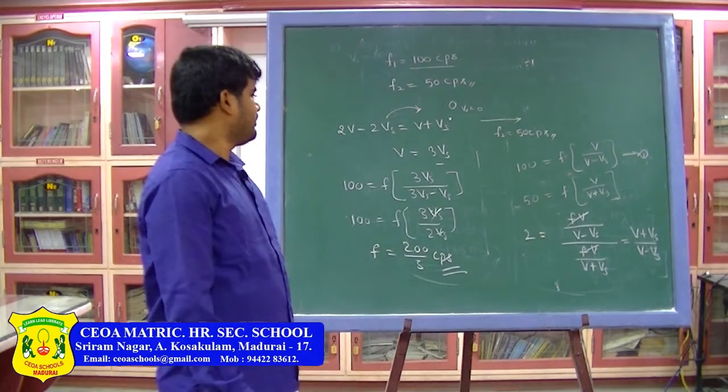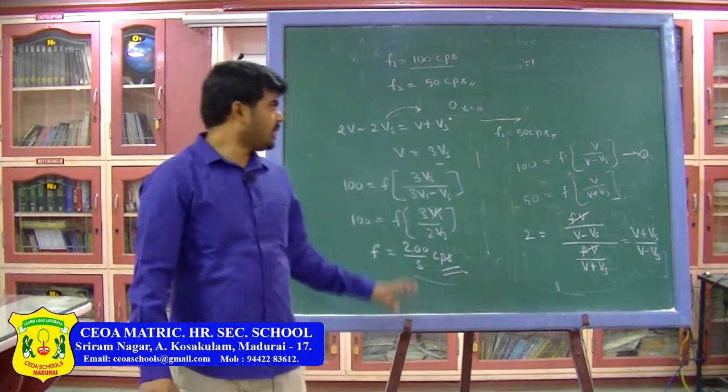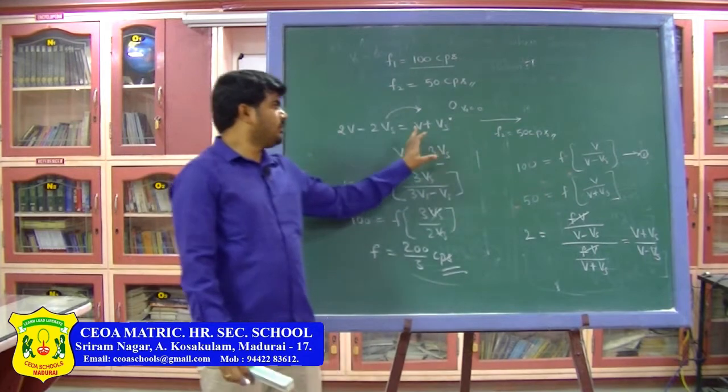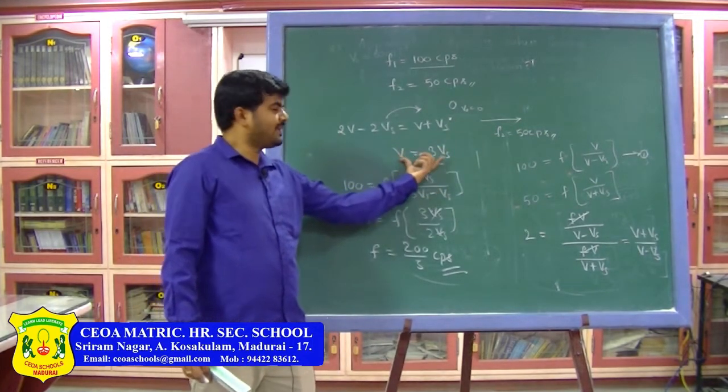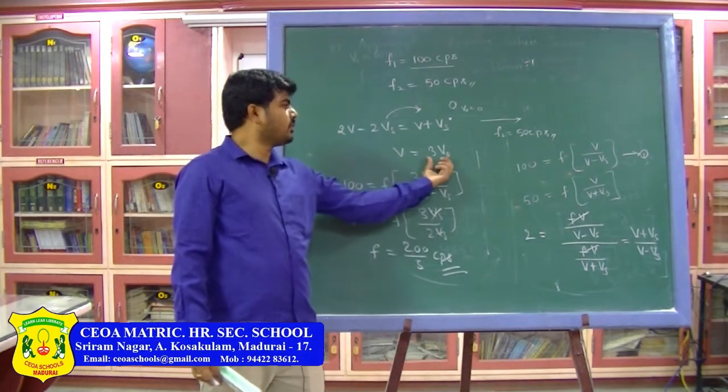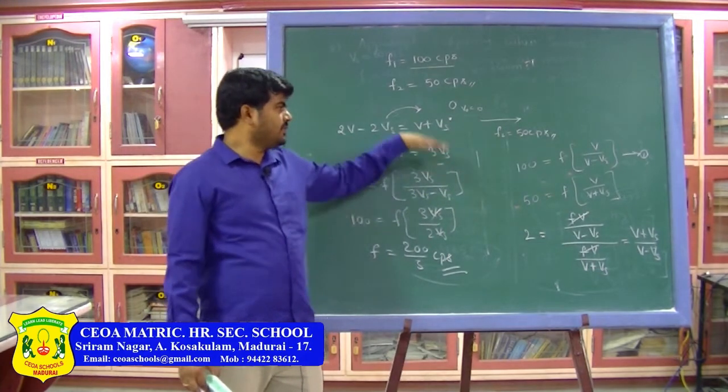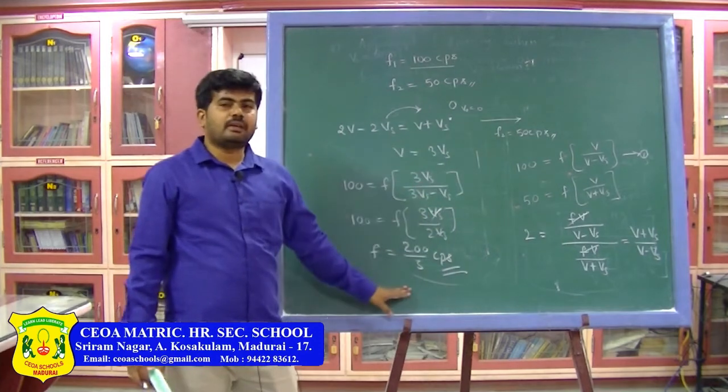So, like this you can find. There can be two types of questions based on this. They may ask the question about the speed of the source in terms of the speed of sound. That is what I calculated in the first part, V is equal to 3Vs, and using this value you can find the real frequency of the source.